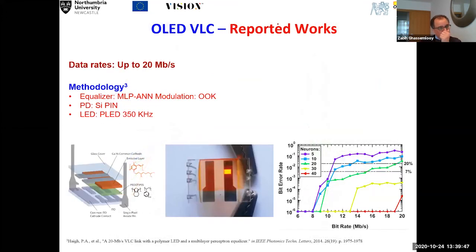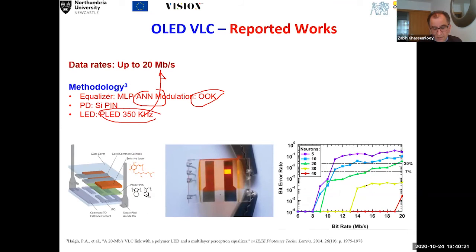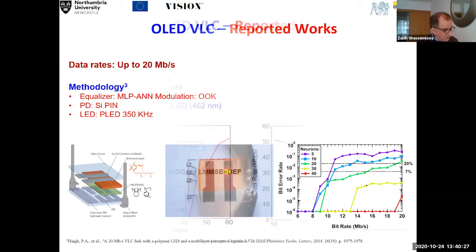Okay, and then we pushed the data rate to 20 megabits per second. And again, we used on-off keying. We used an equalizer based on a neural network. And our device had a bandwidth of 350 kilohertz. So you can see that from 350 kilohertz, we delivered 20 megabits per second. And depending on the size of your neural network, you can improve your data rate. So again, processing complexity will give you the data rate you want.